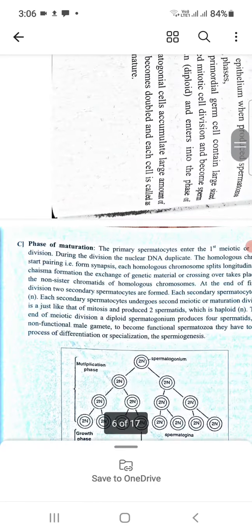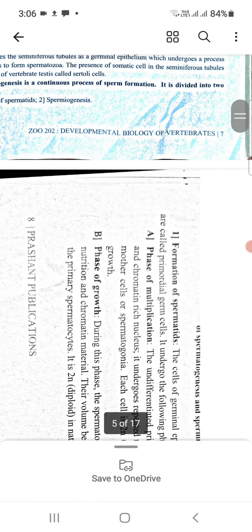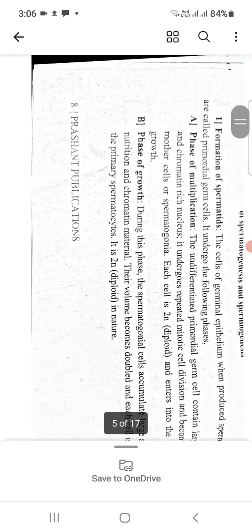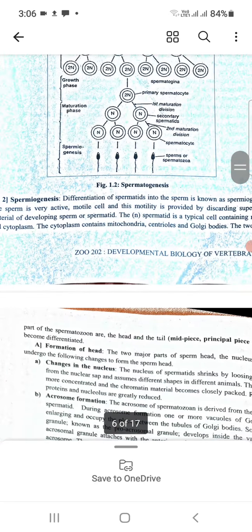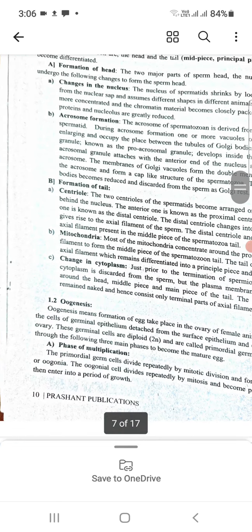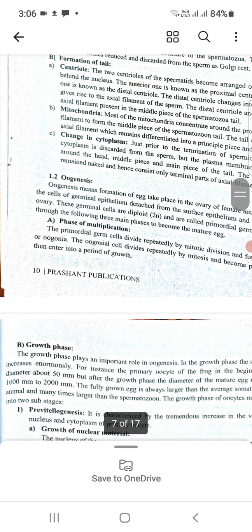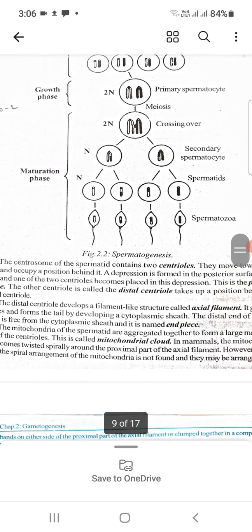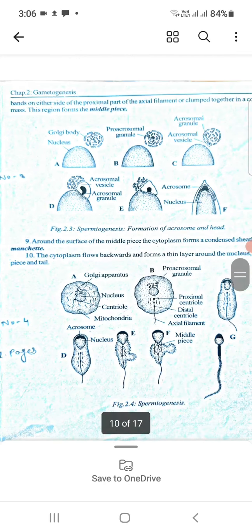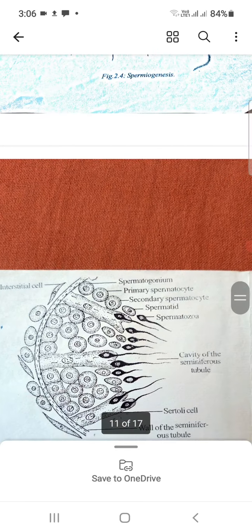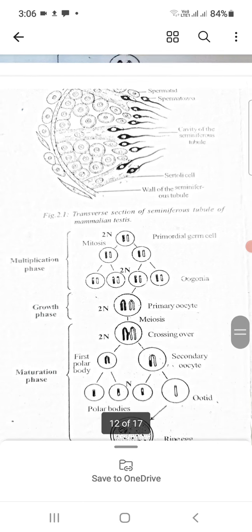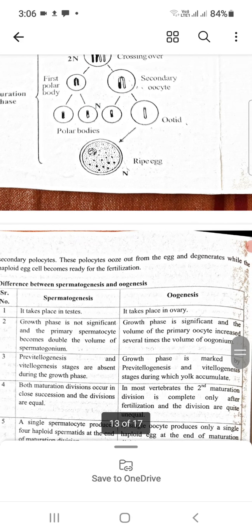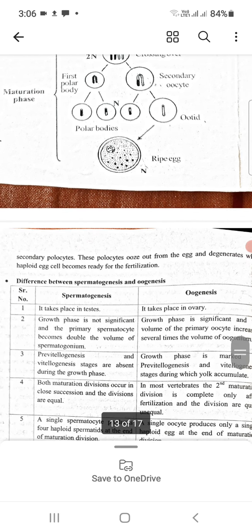These are the two main topics in the first chapter. First, today we saw spermatogenesis, and the second topic is oogenesis, the formation of egg. And the next topic is the difference between spermatogenesis and oogenesis.